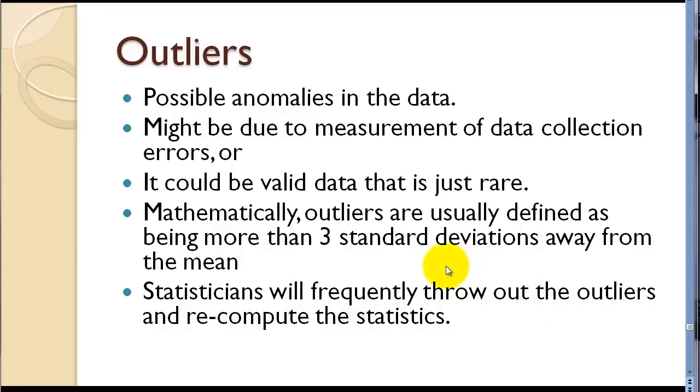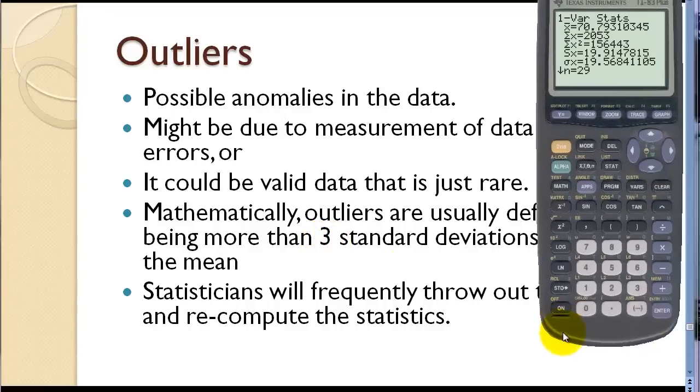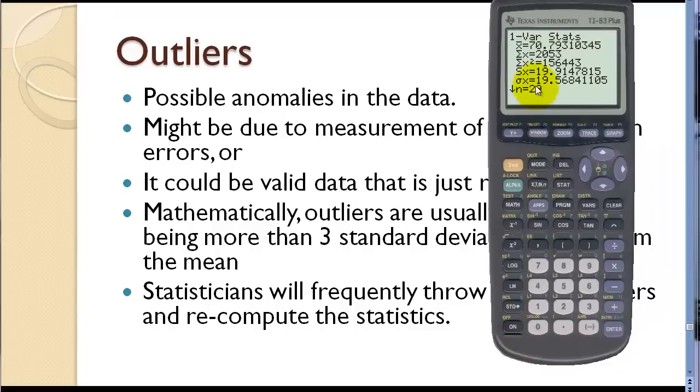So instead of subjectively deciding on what's an outlier, mathematicians typically identify outliers as any data items that are more than 3 standard deviations away from the mean. Now, in our data, 3 standard deviations would be a little bit less than 60, and the mean was 70, so an outlier would have to be around 10. Now, our smallest score was 27, so based on this statistical definition, we would not have any outliers.